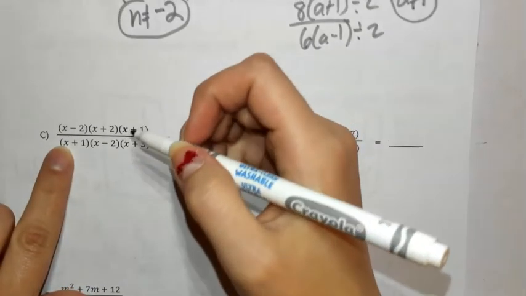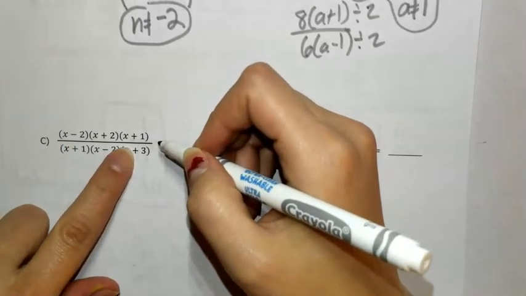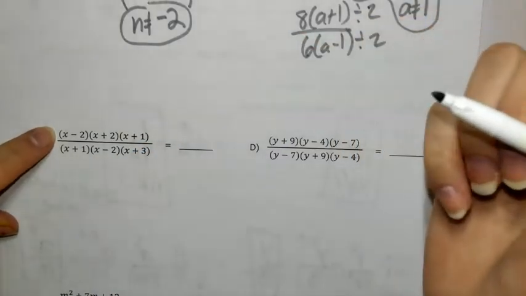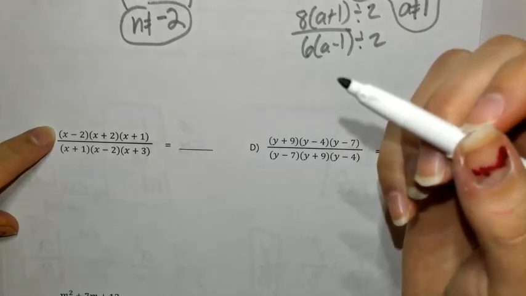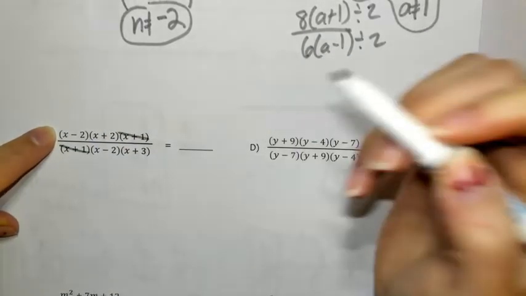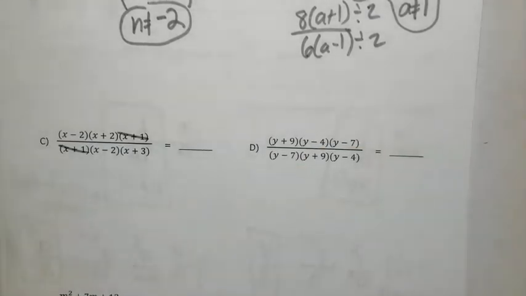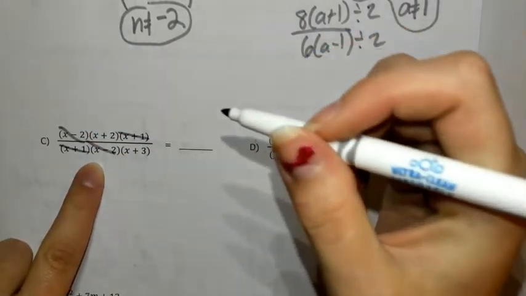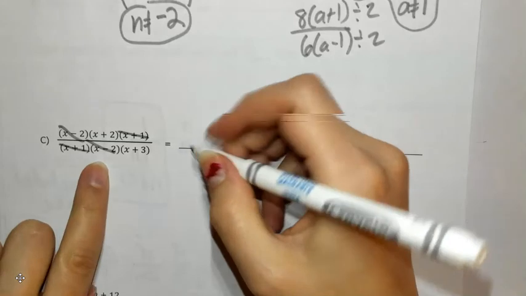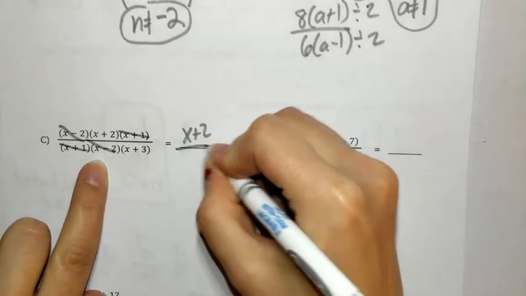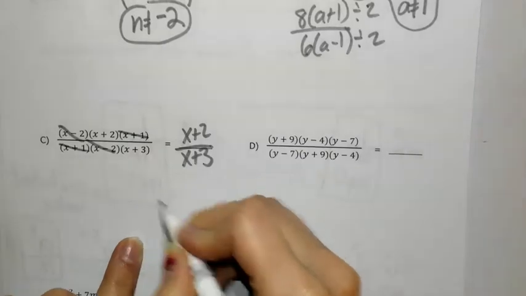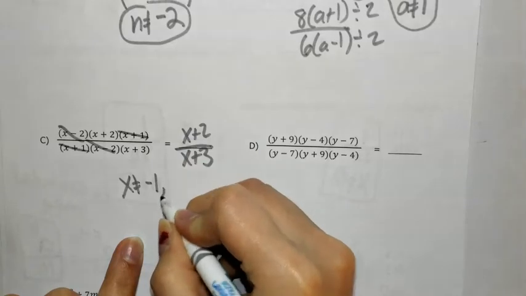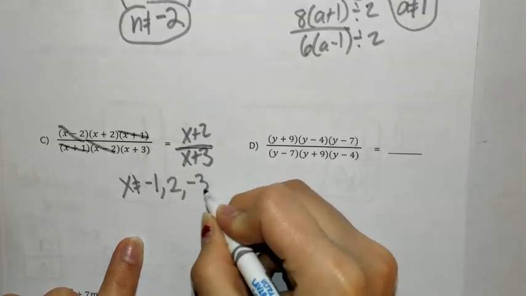Okay, on C, we have x minus 2, x plus 2, x plus 1, and at the bottom, we have x plus 1, x minus 2, x plus 3. What cancels? Okay, what else? Okay, x plus 1, and then what else? X minus 2, anything else? Okay, so then we have x plus 2 over x plus 3. Your excluded values are what canceled out. So x can't be -1, it can't be 2, and it can't be -3.